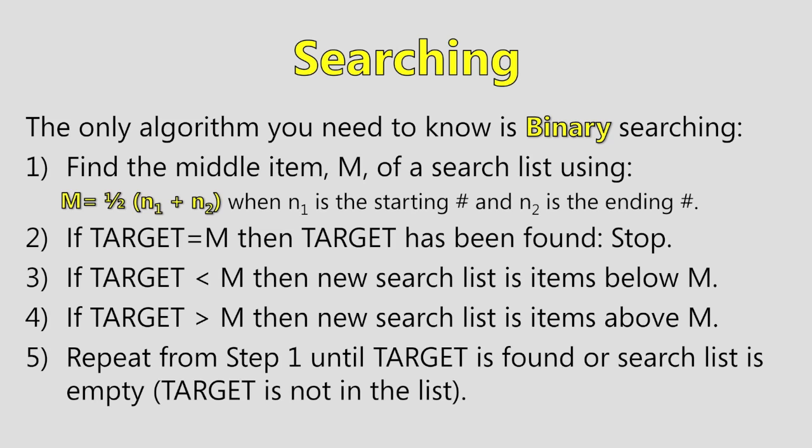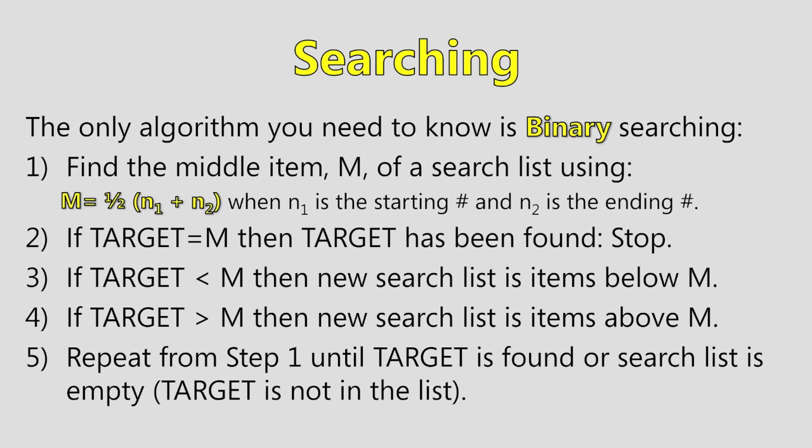If the target is less than M, then the new search list is the items below M, and if the target is more than M, then the new search list is the items above M. Then you repeat from step 1 until the target has been found, or the search list is empty, in which case the target is not in the list. And that's very key for searching, that the target might not be in the list, basically.